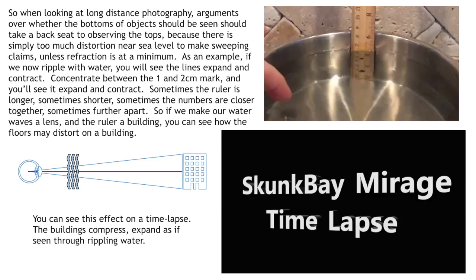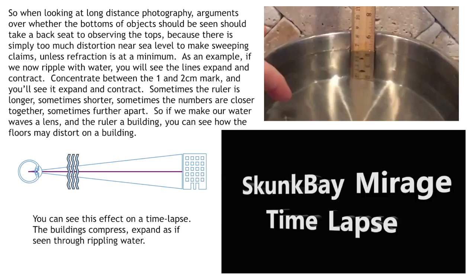So when looking at long-distance photography, arguments over whether the bottoms of objects should be seen should take a back seat to observing the tops, because there is simply too much distortion near sea level to make sweeping claims unless refraction is at a bare minimum. As an example, if we now ripple some water with a ruler in it, you'll see the lines of the ruler expand and contract. Concentrate between the 1 and 2 centimeter marks, and you'll see it expand and contract. Sometimes the ruler is longer, sometimes it's shorter, sometimes the numbers are closer together, and sometimes they're further apart.